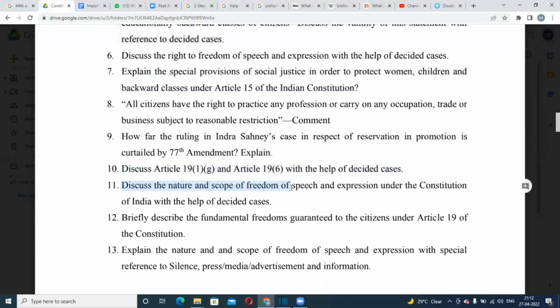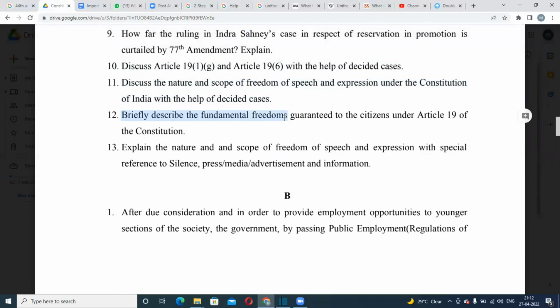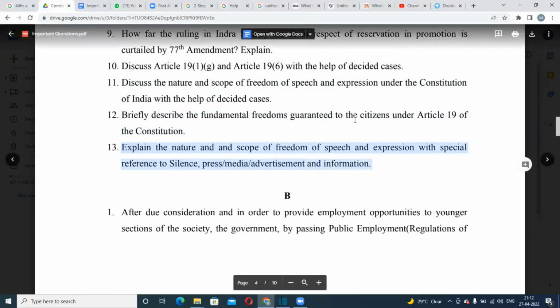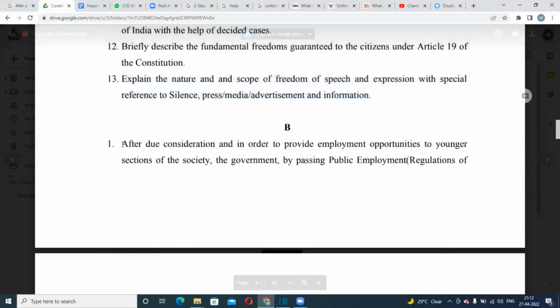Discuss the nature and scope of freedom of speech and expression under the Constitution of India with decided cases. Briefly describe the fundamental freedoms guaranteed to citizens under Article 19 of the Constitution. Explain the nature and scope of freedom of speech and expression with special reference to silence, press, media, advertisement, and information. We have a few more questions from the same unit.